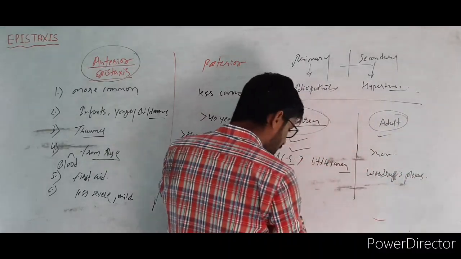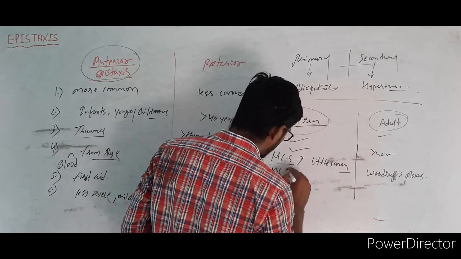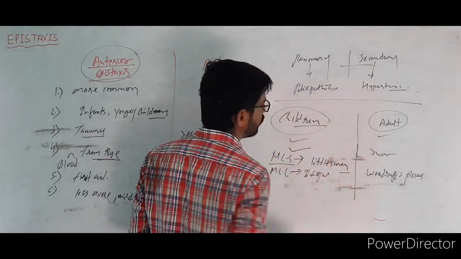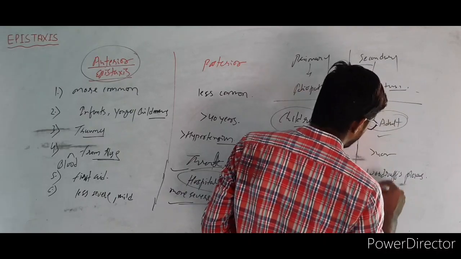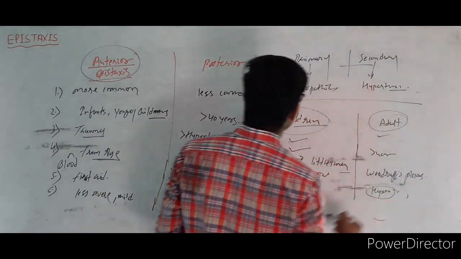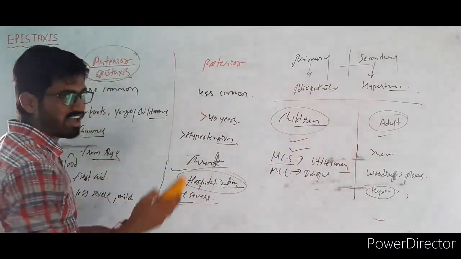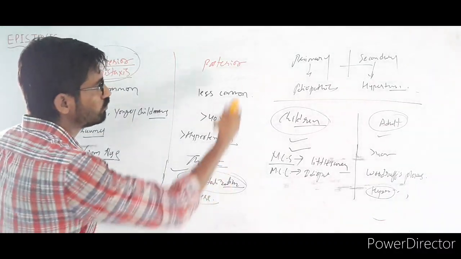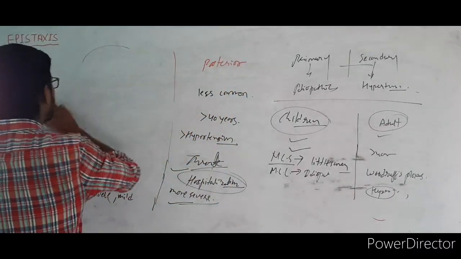What is the most common cause? In children the most common cause is idiopathic, or you can say trauma. But in adults, it is hypertension. So these are all the classification. But in Dhingra's book, it gives anterior and posterior epistaxis. You remember this. If you go through that, it is also nice.